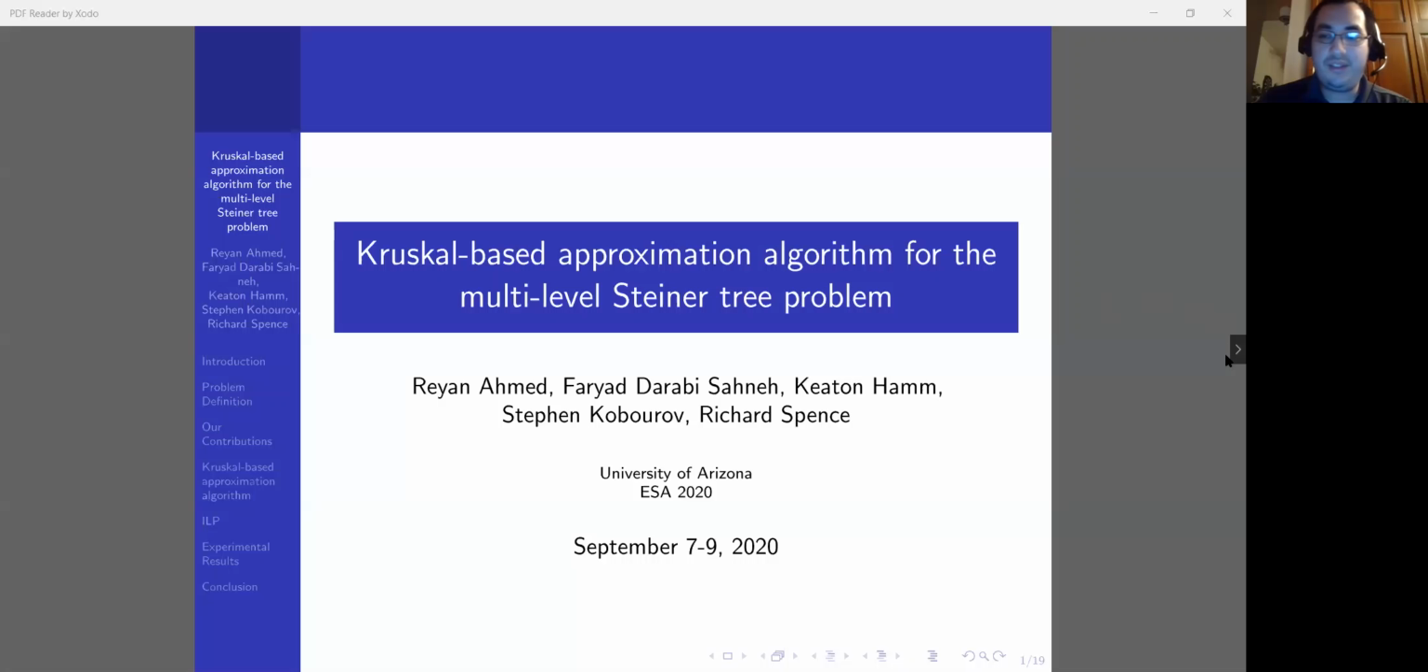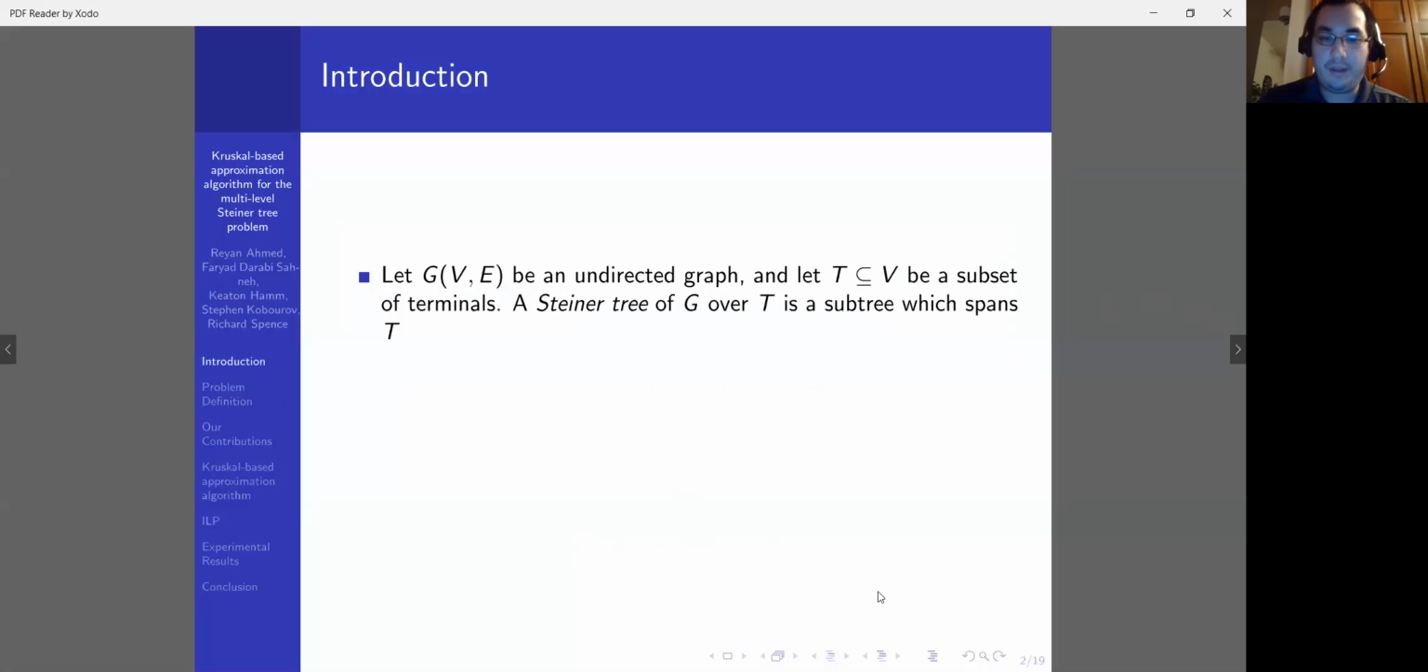So let's first review the Steiner tree problem in graphs. If we're given an undirected graph G and a subset T of vertices, which we call terminals, we say that a Steiner tree of G over T is a subtree that spans these terminals. The Steiner tree is not required to include vertices which are not terminals. This is one main distinction between this problem and, say, the minimum spanning tree problem.